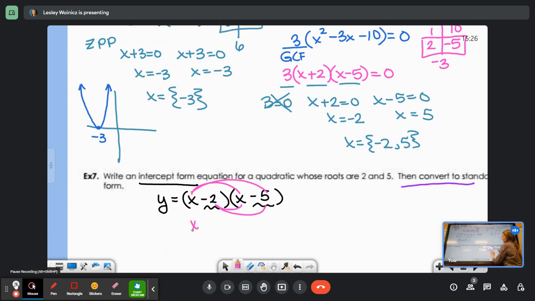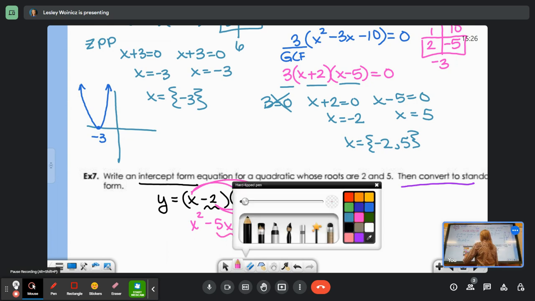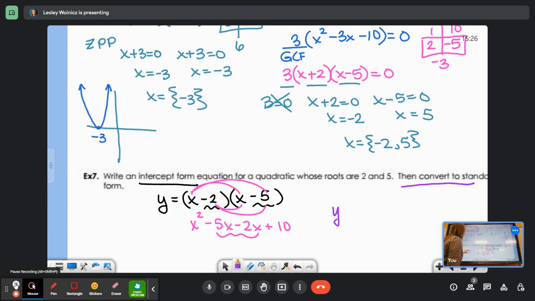Did you get x squared minus 5x minus 2x plus 10? Did you combine your terms? And then did you get y equals x squared minus 7x plus 10? Don't forget your y equals because you need an equation. Without the y equals, it's just an expression. Okay, that's it. That's all she wrote.